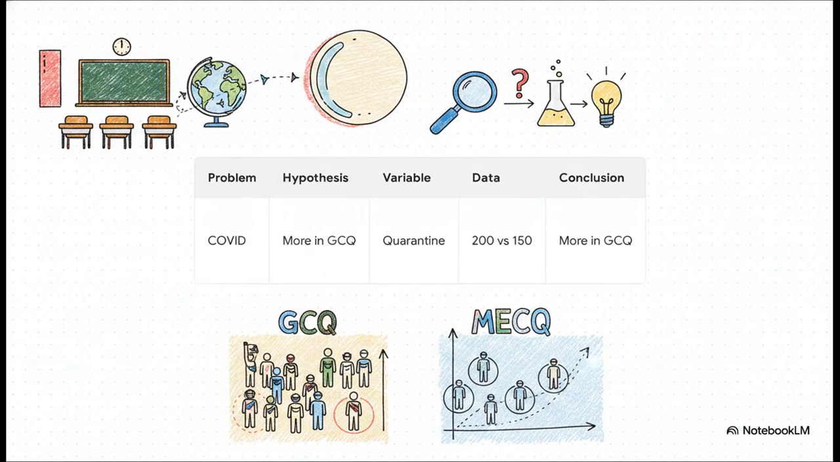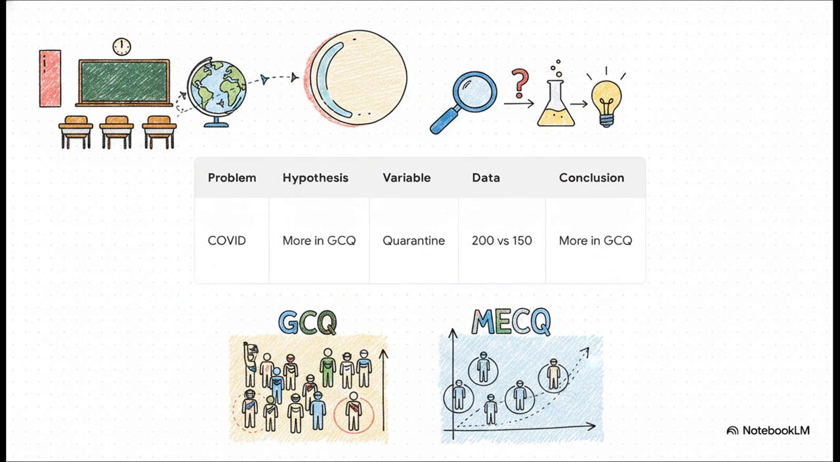So, the crucial point is that this framework scales effortlessly from household chores to massive global events. During the pandemic, for instance, officials needed to gauge the impact of quarantine levels on infection rates. The problem? Are there more infections under General Community Quarantine, or GCQ, versus Modified Enhanced Community Quarantine, or MECQ?